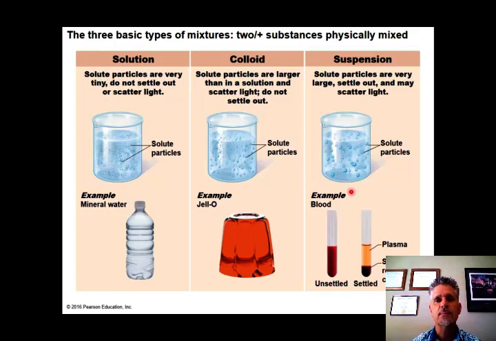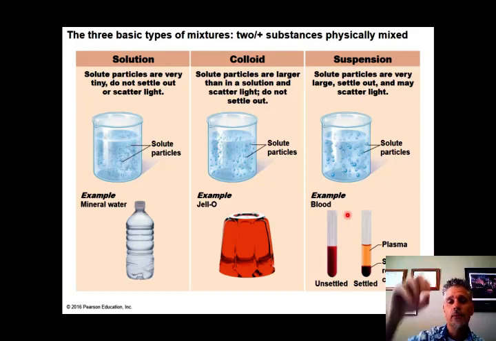When we talk about a suspension, we mean really large particles, like in this case blood, with individual cells. If you centrifuge it or allow it to sit for a period of time, these particles will settle out, like we see here, red blood cells and even white blood cells. These are all mixtures, though. It has to do with the size of the particles inside of them.